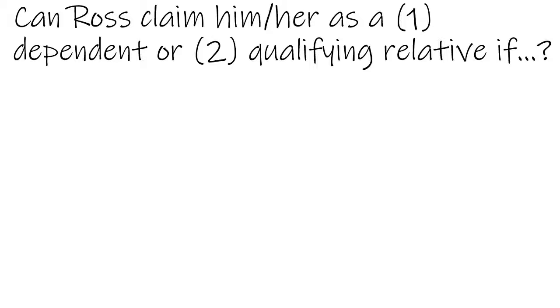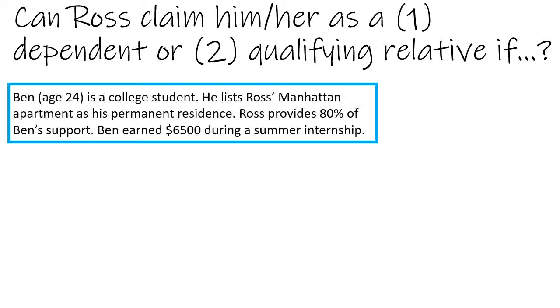So now let's check your comprehension of the dependent status versus the qualifying child status under each of the following scenarios. First, Ben, age 24, is a college student. He lists Ross's Manhattan apartment as his permanent residence. Ross provides 80% of Ben's support, and Ben earns $6,500 during a summer internship. Can Ross claim him as a dependent child?